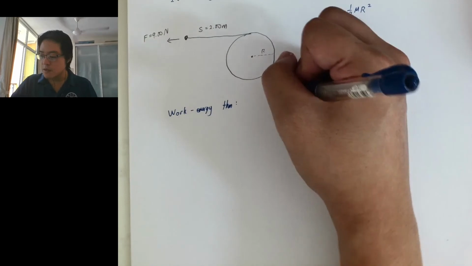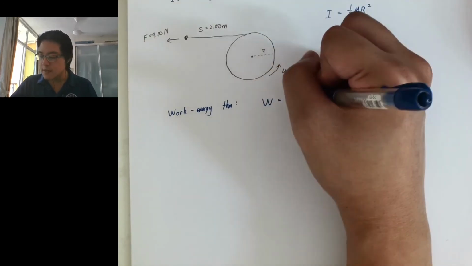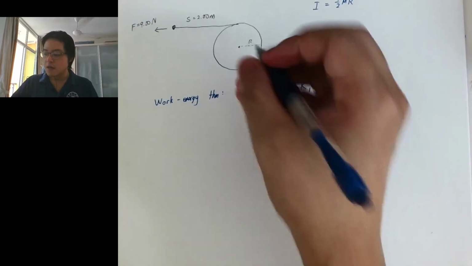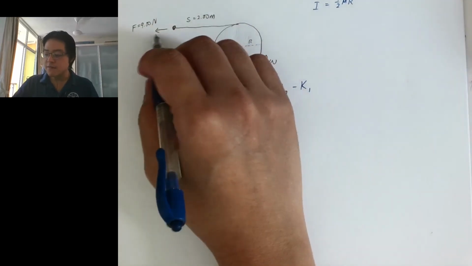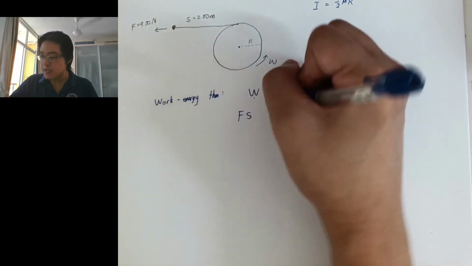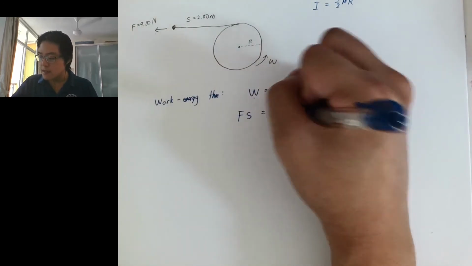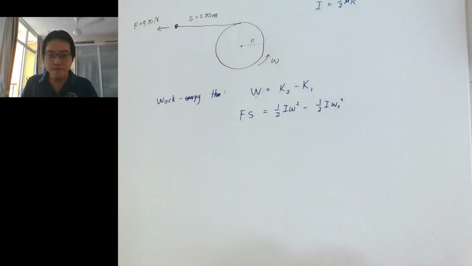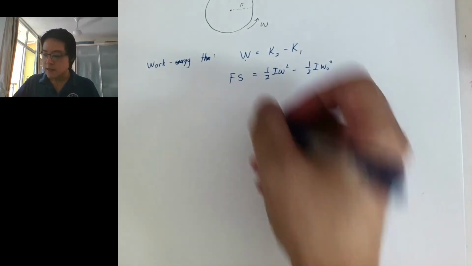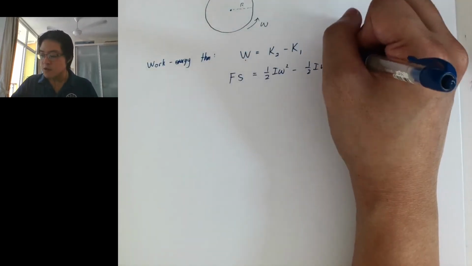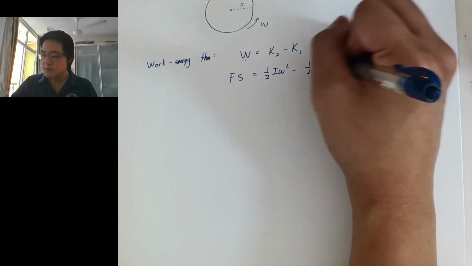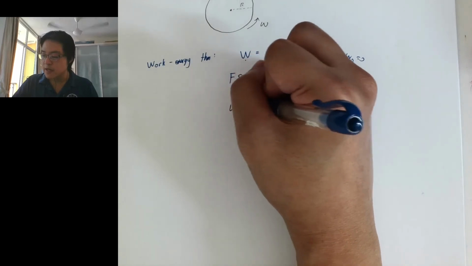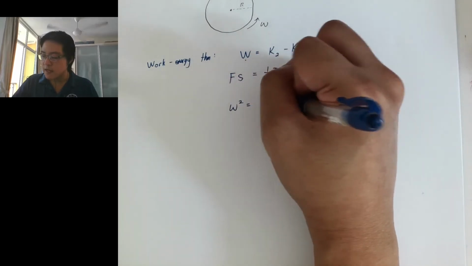The work energy theorem says that the work done is equal to the change in the kinetic energy of the system, right? The work done is just force times displacement, so it's just Fs, so 9 times 2, and then this is the final kinetic energy, and this is the initial kinetic energy. Okay, then just work it out. This term is 0 because it starts from rest, so this term is gone. Then we just need to calculate omega, so omega squared is just 2Fs over I.